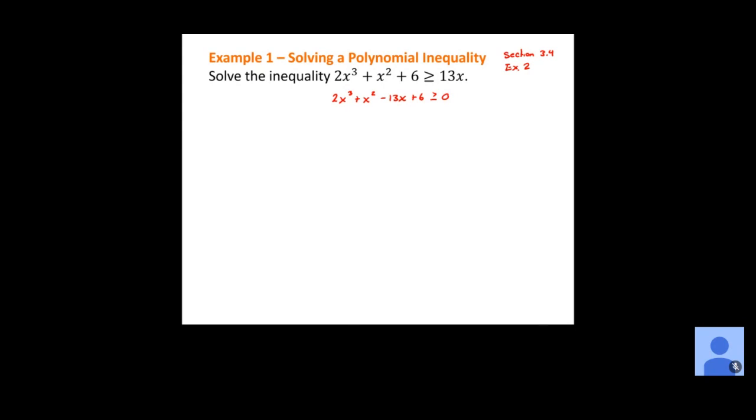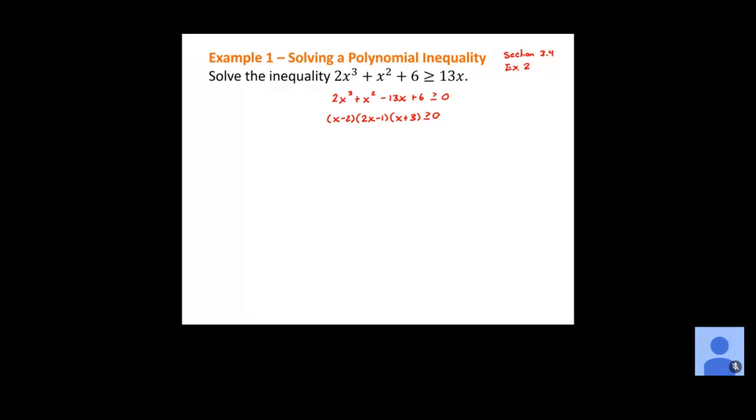So this actually works out to x minus 2 times 2x minus 1 times x plus 3. Okay, so rather than taking the time to go through the P's and Q's and all that again, if you just go back and look at section 3.4, example 2, we did all that work already.